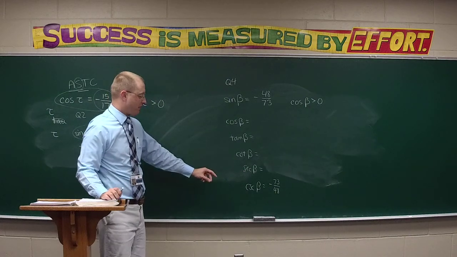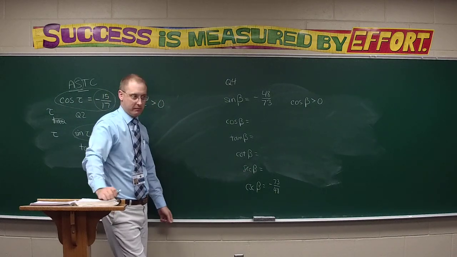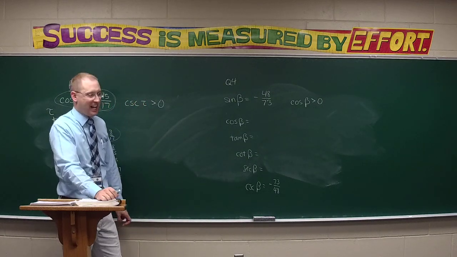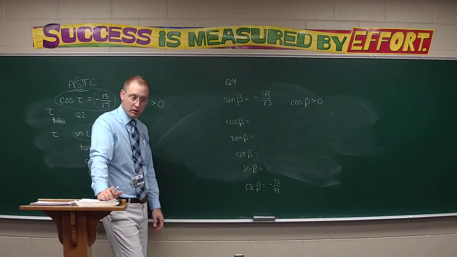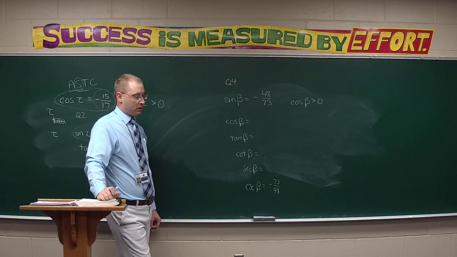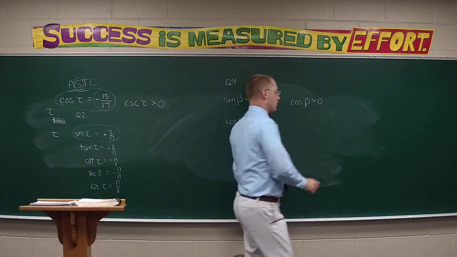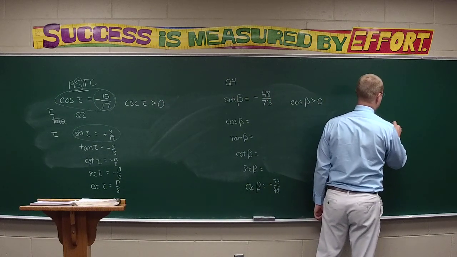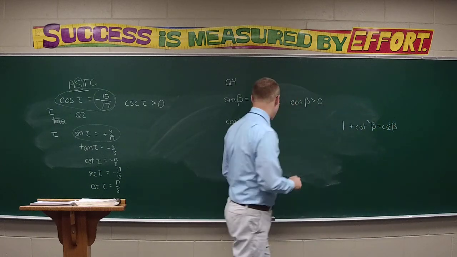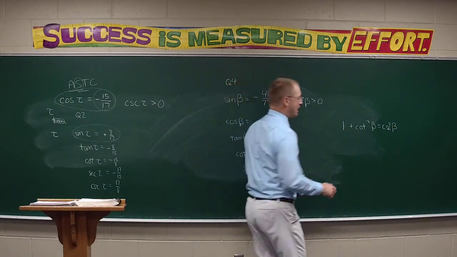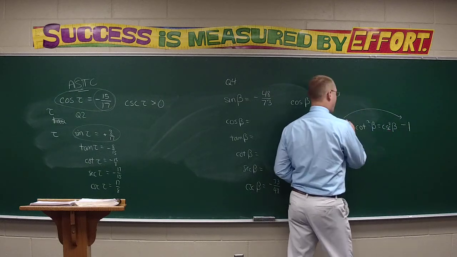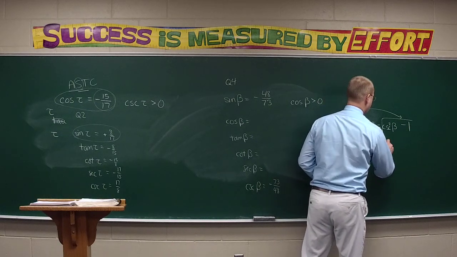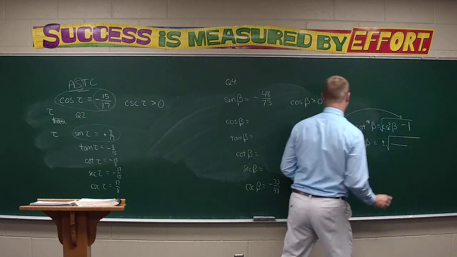What is something I can find as soon as I've found the cosecant? What trig identity involves cosecant, besides its obvious reciprocal we just used? 1 plus cotangent squared beta equals cosecant squared beta. So I could use that cosecant to find the cotangent. If I move the 1 over as a negative 1 and take the square root, the cotangent of beta equals plus or minus the square root of, okay, calculators at the ready.